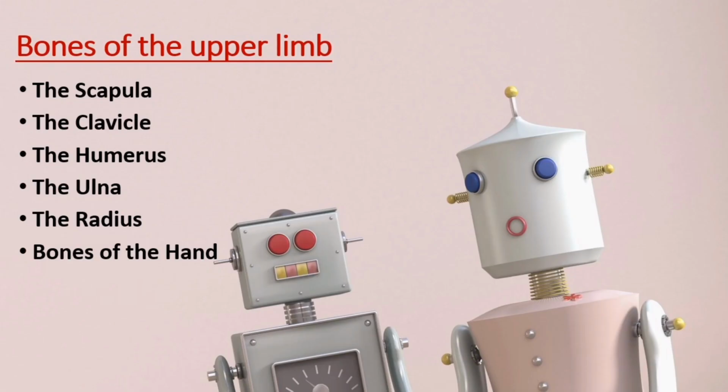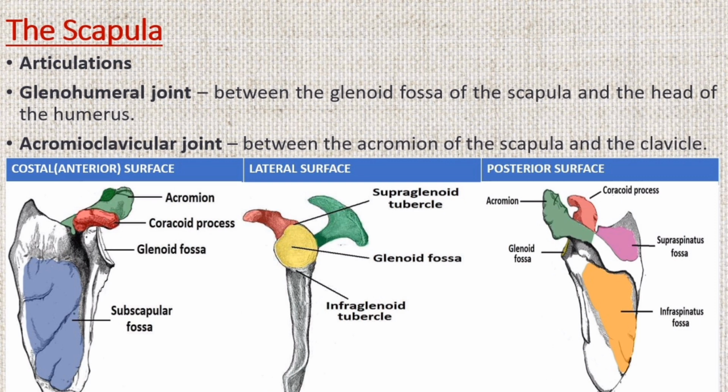Bones of the upper limb. The bones of the upper limb include the scapula, the clavicle, the humerus, the ulna, the radius and the bones of the hand. Let us have a quick look at each of them. The scapula. The scapula is also known as the shoulder blade. It articulates with the humerus at the glenohumeral joint, and with the clavicle at the acromioclavicular joint. In doing so, the scapula connects the upper limb to the trunk.